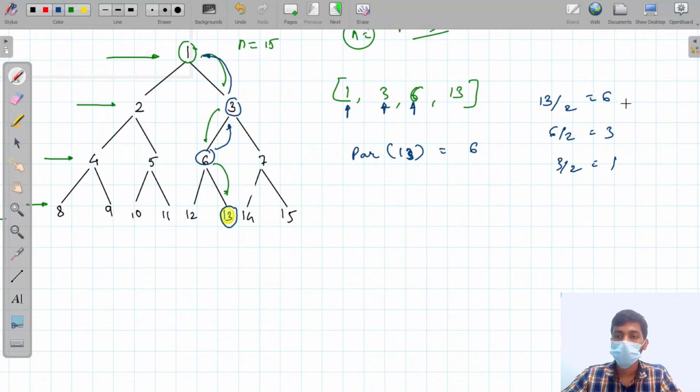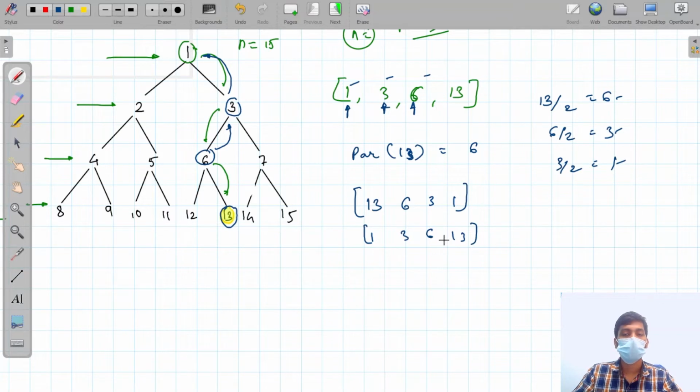So if you observe carefully, this 1, 3, 6 are included in our answer. But that is going to come like this: first 13, then 6, then 3, then 1, which means I am jumping to the parent each time, that is 13's parent, which is 6, then 6's parent, which is 3, right? And then I am going to reach 1. So I am going to get my answer something like this, and what I have to do is just reverse this. That is going to give me my required answer, right?